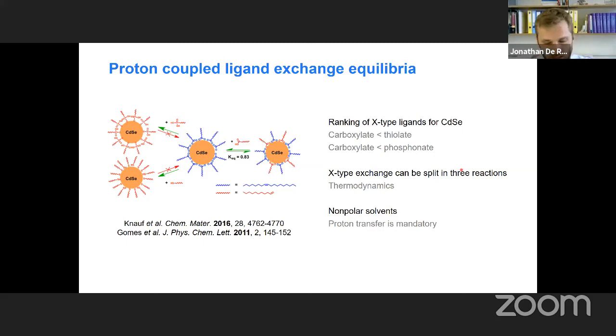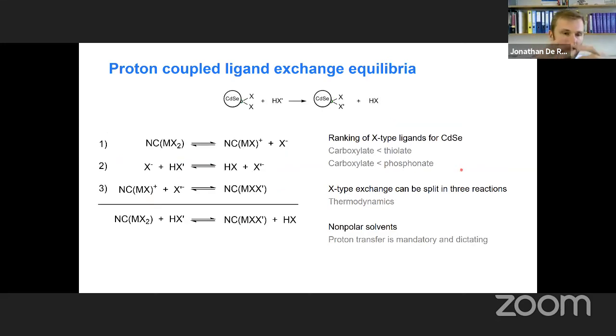Now let's analyze an X-type exchange a bit more carefully and separate it into different thermodynamic steps. The first one is the desorption of the X-type ligands. In reality, this does not happen because this would make charged species and we're working in non-polar solvents. But this is a thought experiment. Desorption is the first step. Proton transfer is the second step. Adsorption of the second ligand is the third step. If you sum this all up, this is just an X-type exchange.